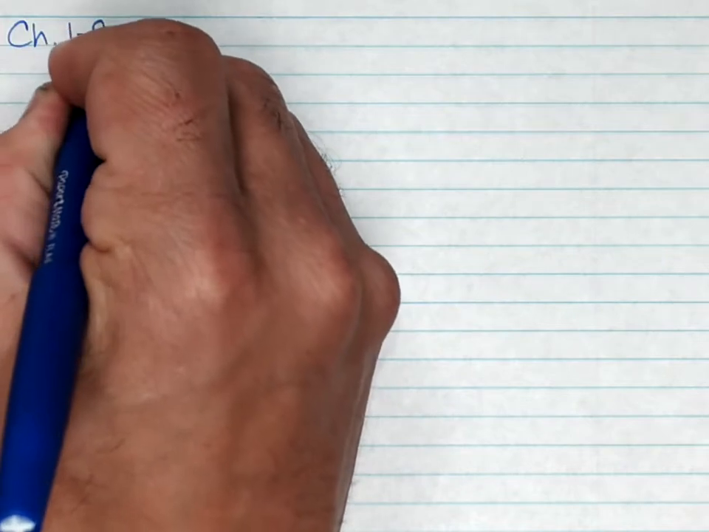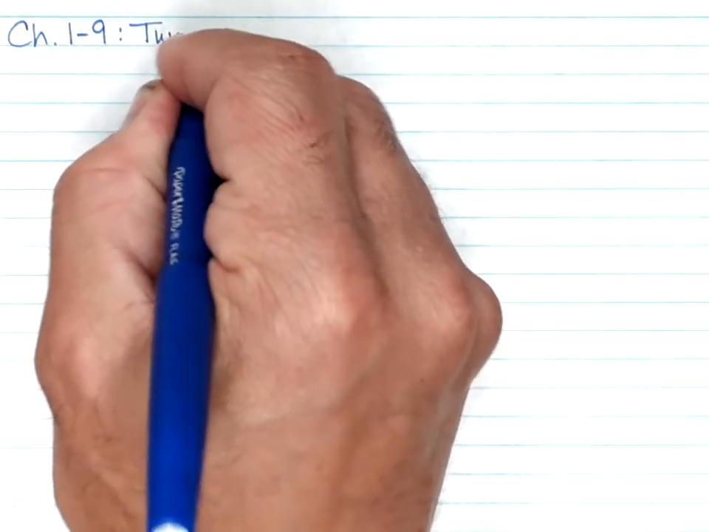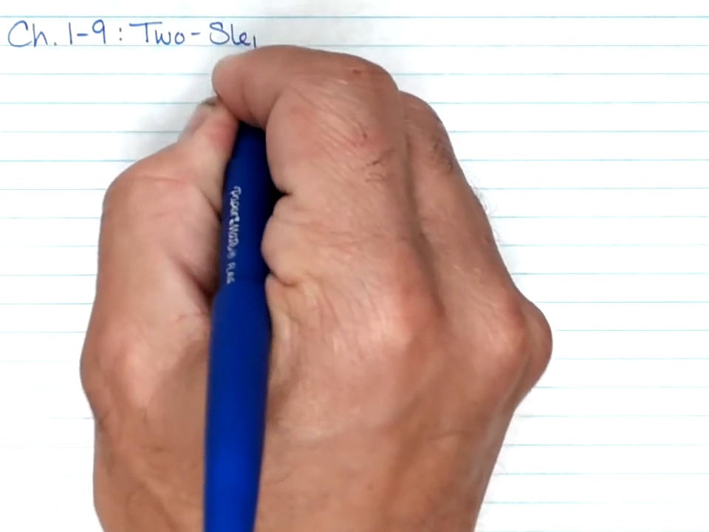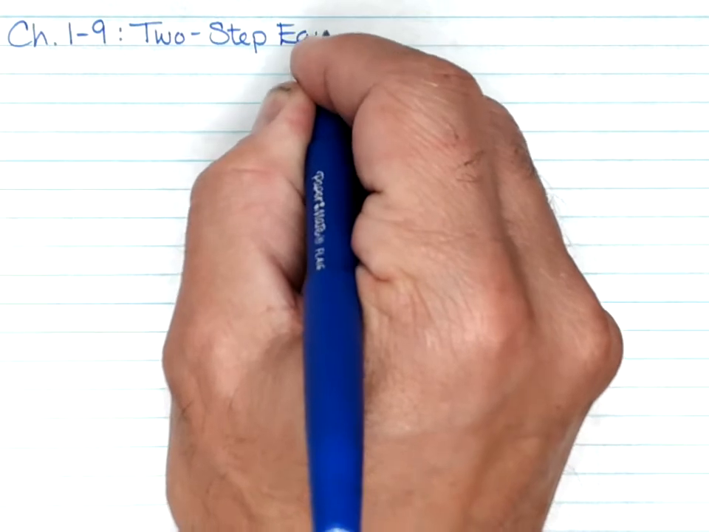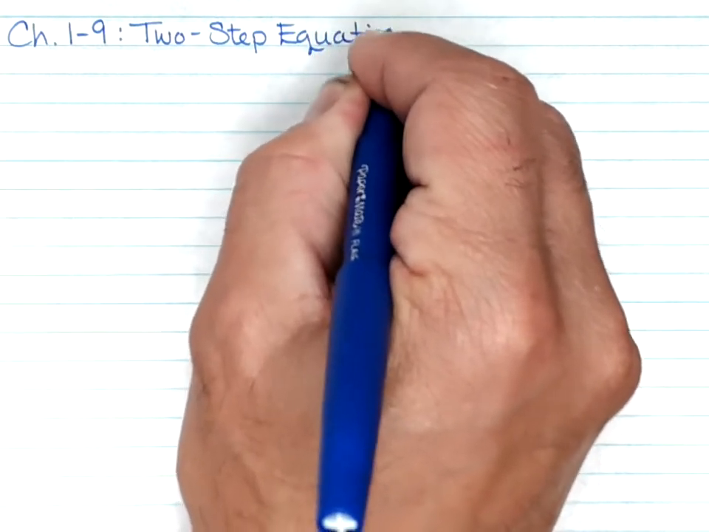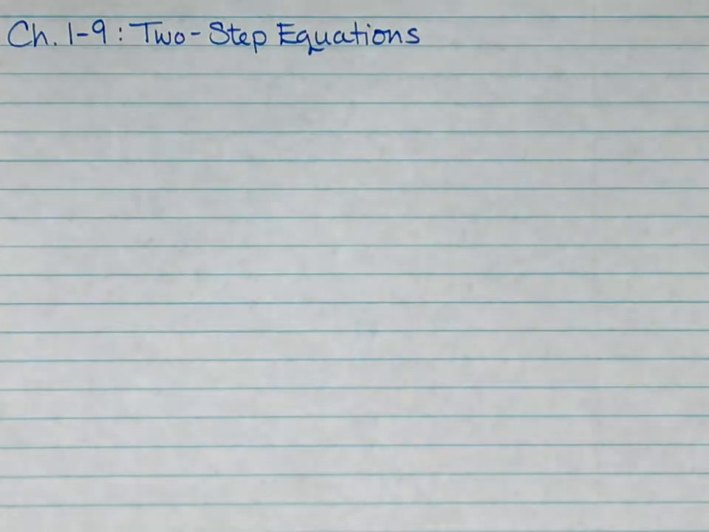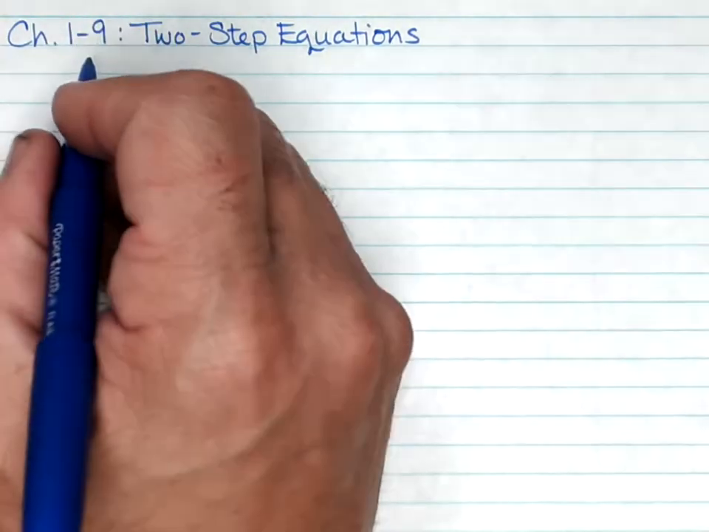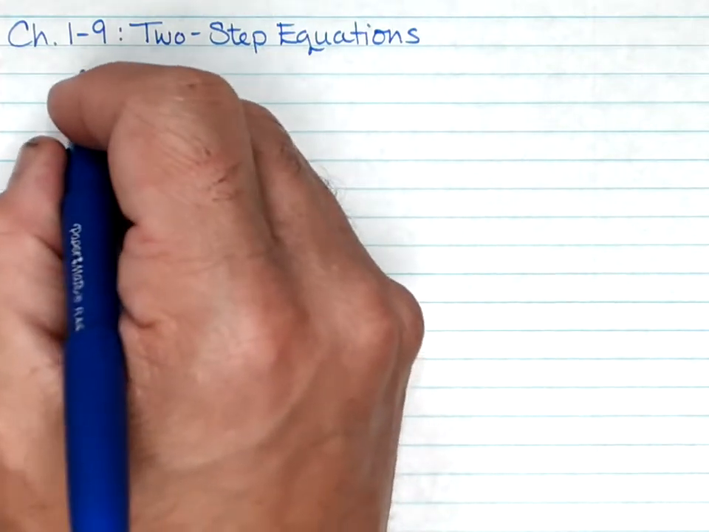Chapter 1, Section 9, two-step equations. This is going to be a much shorter version of the notes, just in case you need to look at the video for some help.